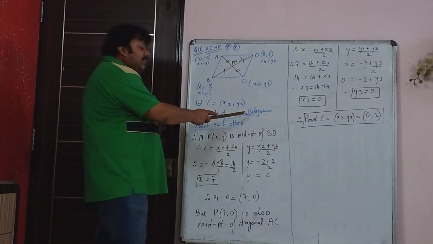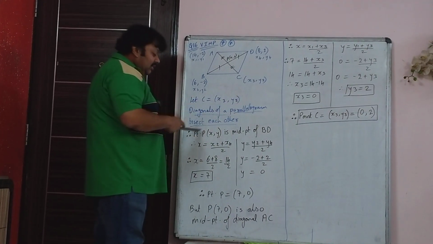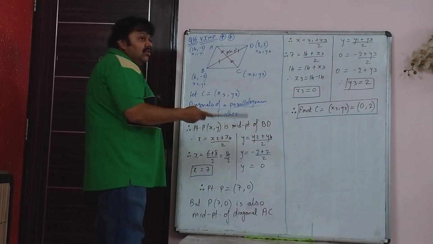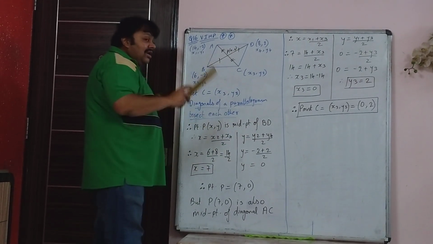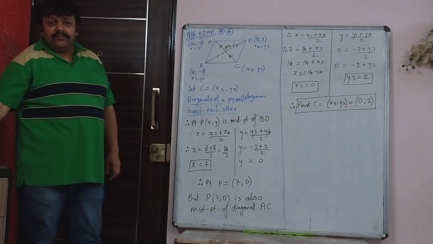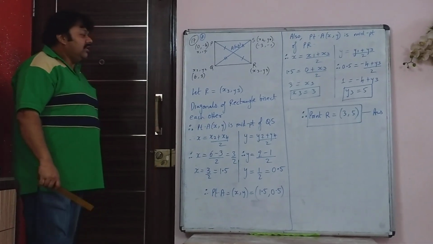Now whether they write parallelogram, rectangle, square or rhombus, we will always use the same property to find the unknown coordinate. That is, the diagonals of all of them bisect each other. So this is your sum number 17.